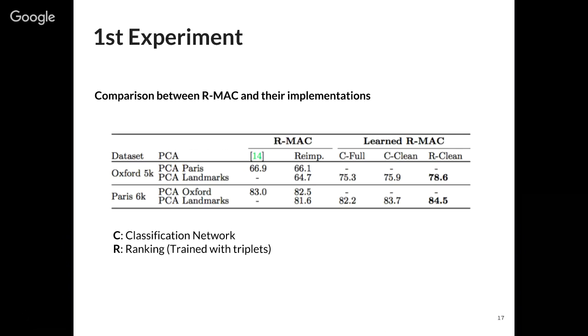So in the first experiment, they re-implement the R-MAC. And the R-MAC authors of the paper train on Paris to test in Oxford, and train in Oxford to test in Paris. So this is why there are no numbers here. And in this paper, they train only on landmarks and then test in Oxford and Paris. And here, C means using the classification loss and R means using the triplet loss. And we can see that it improves a lot using the loss function with triplets and also cleaning the dataset. And also, the re-implementation of R-MAC is not as good as the other.